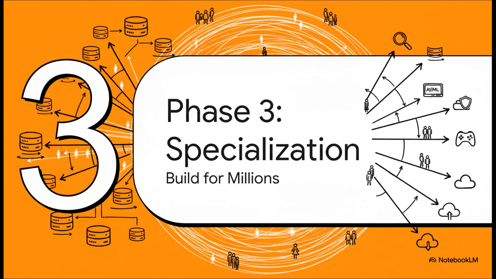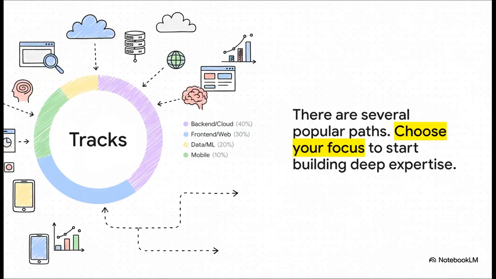This is the choose your own adventure part of your career, where you start to find your niche and learn how to build systems that can handle millions of users. And this is where you'll see career paths really start to fork.